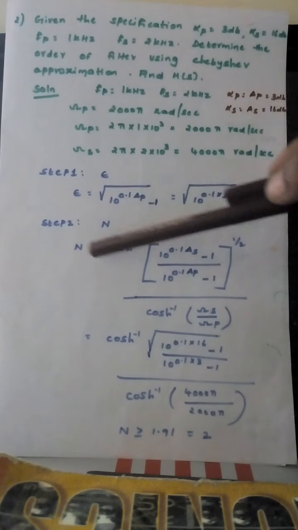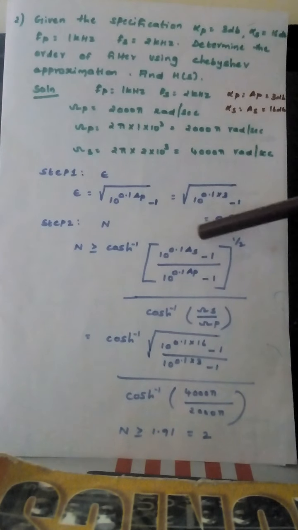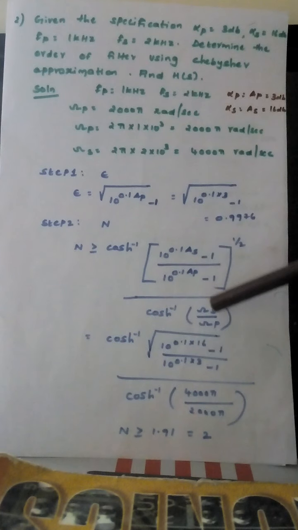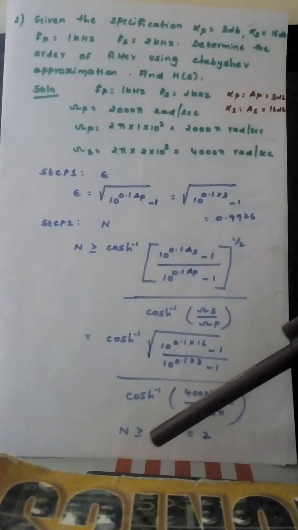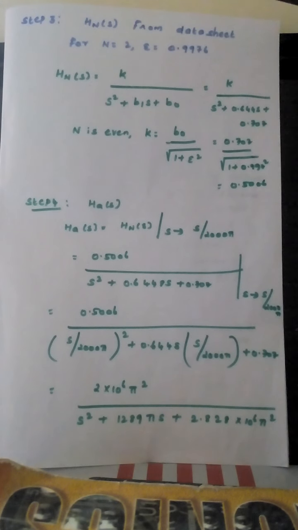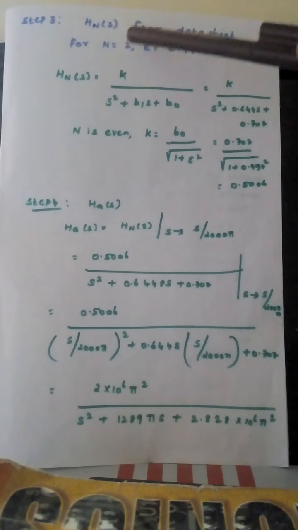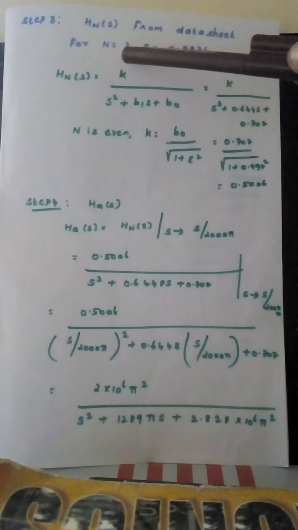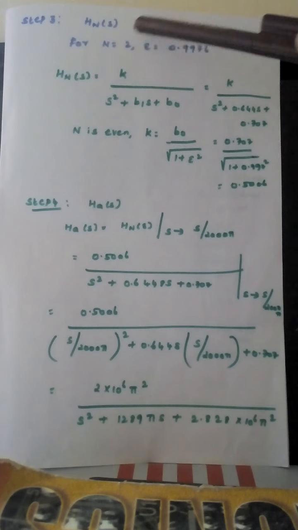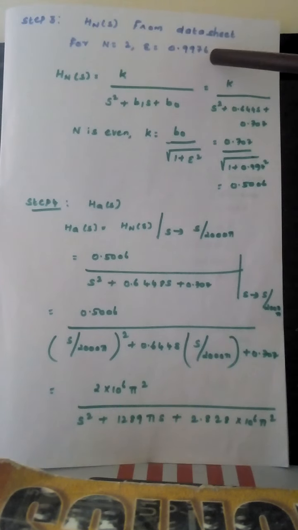The second step is the order n. So this is the formula. If you substitute As, Ap, omega s, omega p, we get the n value as 1.91, which is equal to 2. Step 3: we have to find the transfer function. To write down the transfer function we have to consider the n value and the epsilon value. Here we are getting the n value as 2 and the epsilon value as 0.9976.